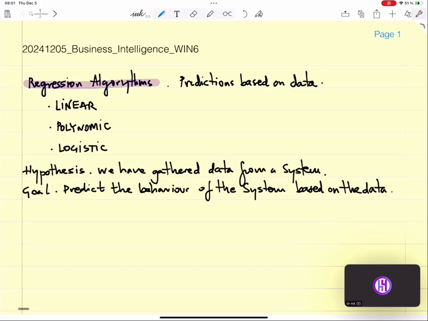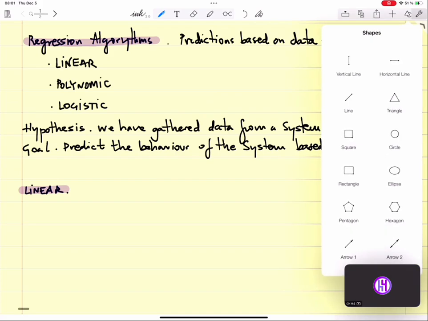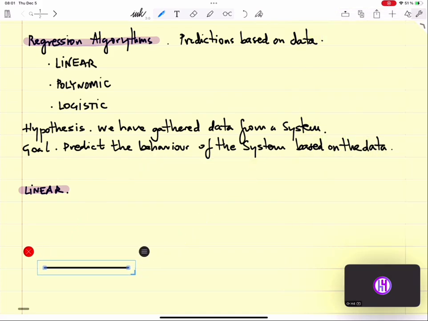So let's start with our linear regression. This is the easiest type of regression. So imagine we have some data set. I'll paint just 2 dimensions for clarity, but it can be any number of dimensions. So we have 2 coordinates, 2 dimensions, and we have some data.